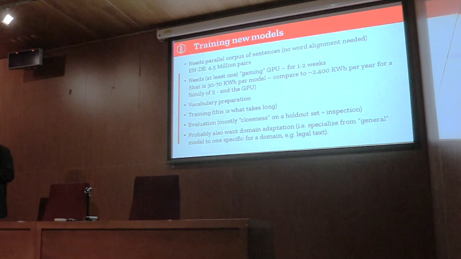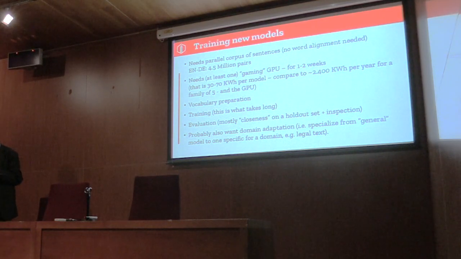What would you need in order to train something like that? The first thing is you need example sentence pairs. So in order to train the German to English or English to German model, I used 4.5 million sentence pairs. Probably for many other language combinations you don't have as many. And this is actually one of the fairly harsh limitations. And then you need one of those fancy GPU graphics cards. So I used a gaming one that I ran for 1 or 2 weeks.